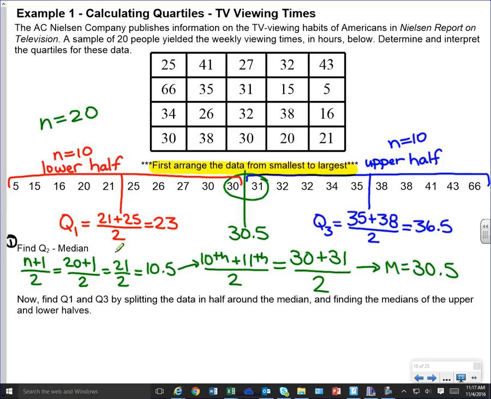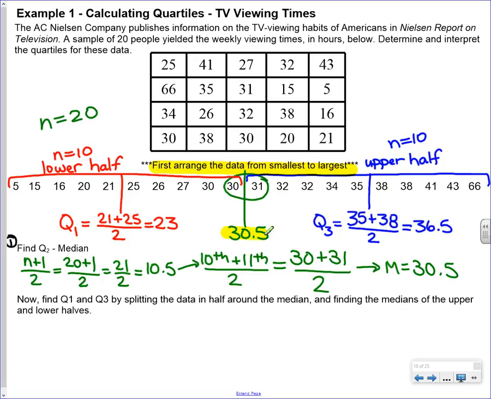Then we want to find the median. Remember, to find the median, we can use this n plus 1 over 2 formula to help us find which observation is the median. We have 20 data points here, so 20 plus 1 over 2 is 10.5. That tells us to take the 10th and the 11th observation and divide by 2. So the middle of this data set is right in between 30 and 31. So our median is going to be 30.5. We add these two, divide by 2, that gives us the middle.